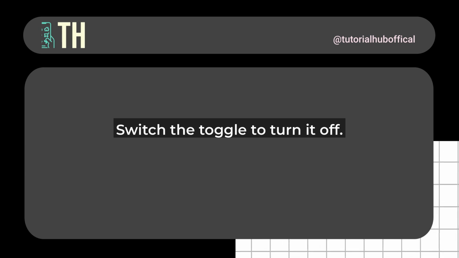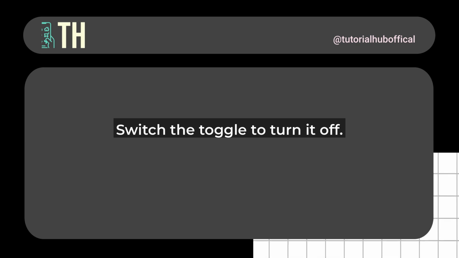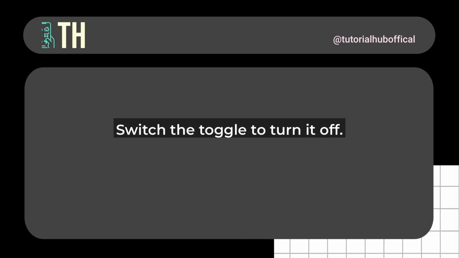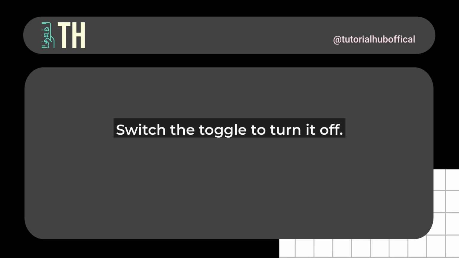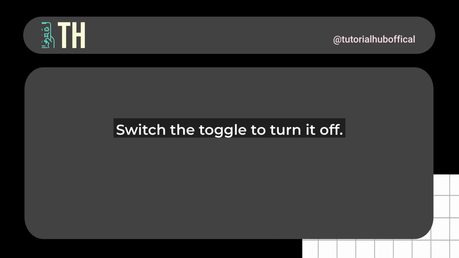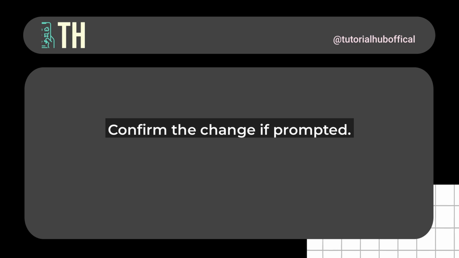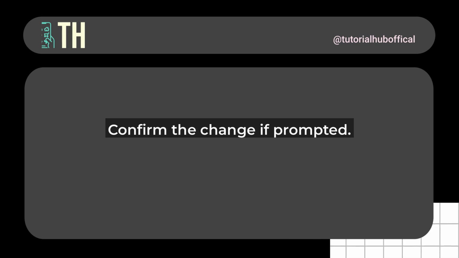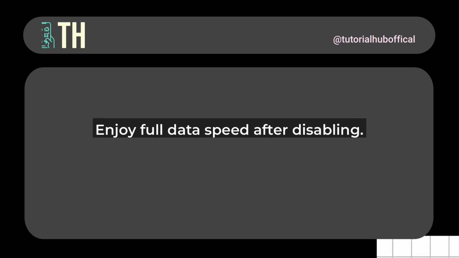Look for the Low Data Mode toggle. It's probably switched on if you're experiencing issues. Simply tap the toggle to turn it off. You'll get a confirmation prompt asking if you're sure, especially if you're on a metered connection, so just hit Turn Off to confirm. And just like that, you're done. Your iPhone should now be out of low data mode, giving you unrestricted data access. This is super useful if you're at home on Wi-Fi or have an unlimited plan.